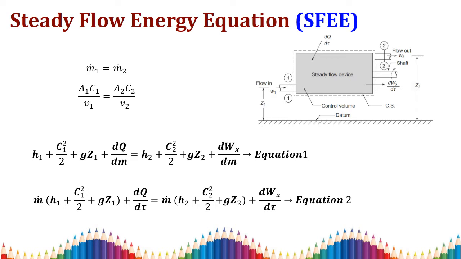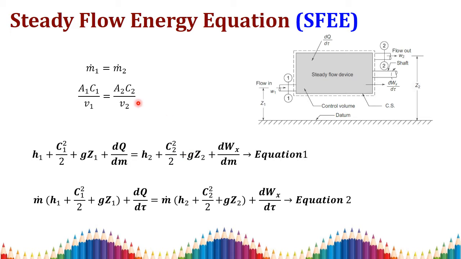So before getting into the problem, just a quick recall: the steady flow energy equation is derived from the first law of thermodynamics. The total mass entering the system is equal to the total mass leaving the system, that is the mass balance equation, and the total energy entering the system is equal to the total energy leaving the system.